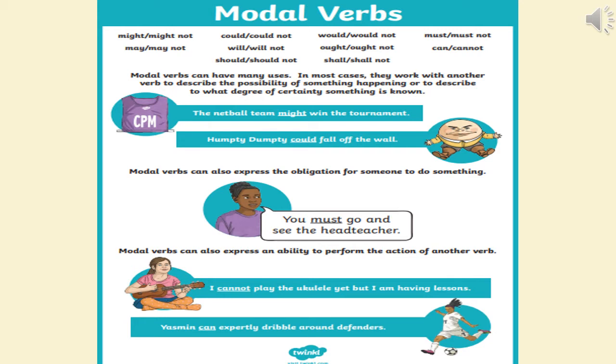Modal verbs can have many uses. In most cases, they work with another verb to describe the possibility of something happening or to describe what degree of certainty something is known. Here's an example. The netball team might win the tournament. This is showing the degree of possibility that they might win it. It's not certain, but they might. Here's another. Humpty Dumpty could fall off the wall. He could fall off the wall, but he also could not.